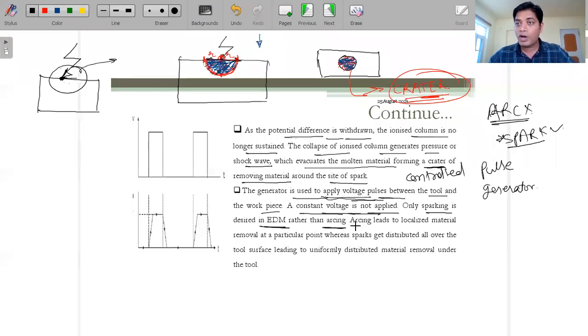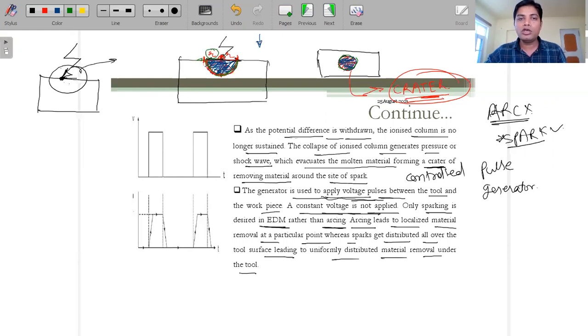Now why exactly is arcing not required? Because arcing leads to localized material removal at a particular point, whereas the spark gets distributed all over the tool surface, leading to a uniform distribution of material removal under the tool. As I was saying, this is the surface which is generated: from the top view it will be a circle, and from the front view it will be a semi sphere. So this is uniform. When I say this is the center point, from it in any direction it is small r length.